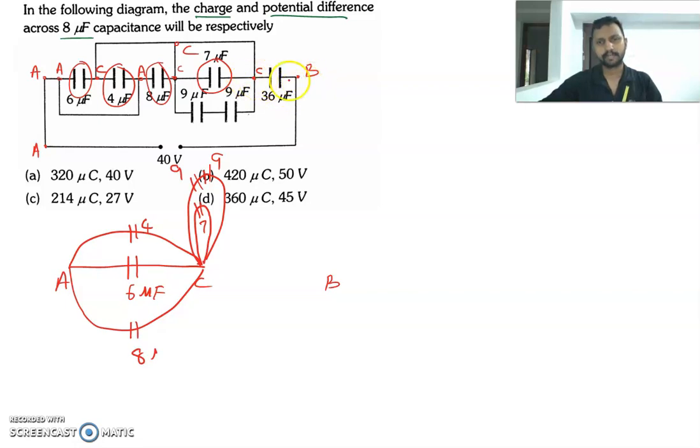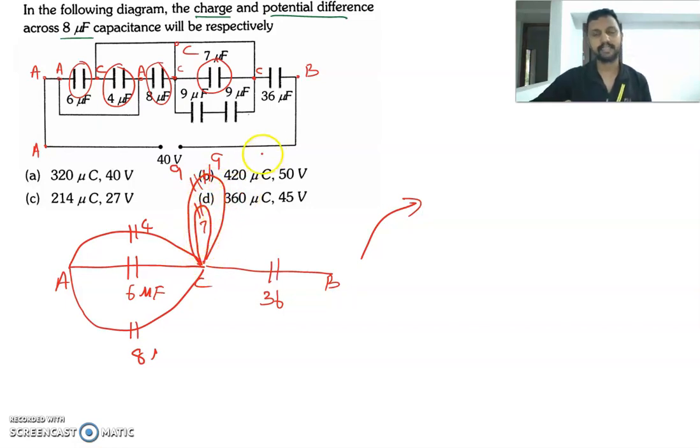And finally, the 36 microfarad capacitor is between C and B. Therefore, this is our next capacitor. It is between C and B, therefore 36 microfarad. And you could clearly see if these capacitors are connected like this, there won't be any charge stored, therefore we could neglect them from the circuit and redraw the circuit diagram like this.